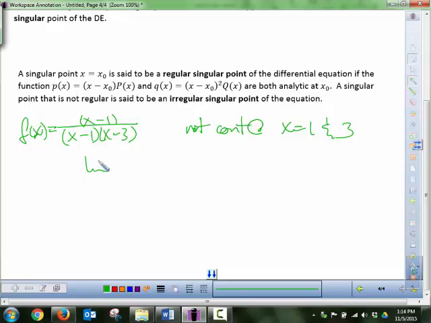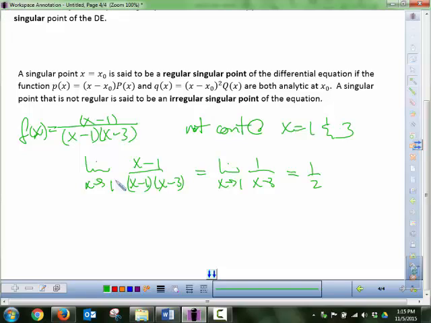However, if you take the limit as x approaches 1 of x minus 1 over x minus 1 times x minus 3, we know that we can do some algebra to cancel this out, and then we just take the limit as x approaches 1 of 1 over x minus 3, which is 1/2. So this has a limit, which means if you remember back in Calc 1, this is like a graph with a hole in it.